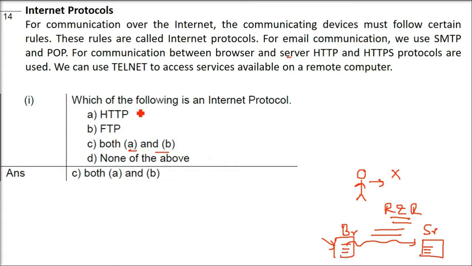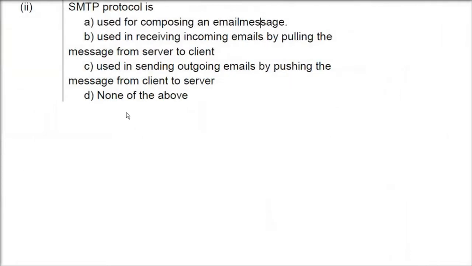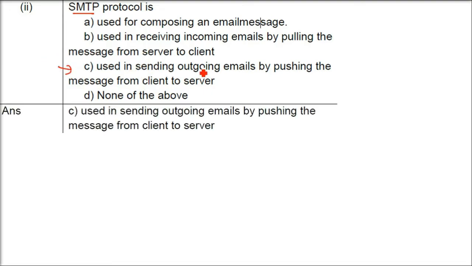As we just saw in the text already given, HTTP is an internet protocol. Also FTP is basically file transfer protocol. Whenever we transfer a file, we stream something, we send something from one system to another on the internet, it's FTP. SMTP is simple mail transfer protocol. So why is it used? This is used in sending outgoing emails by pushing the message from client to server.